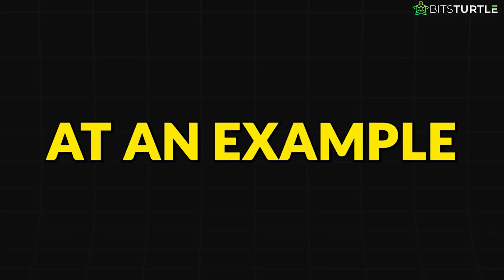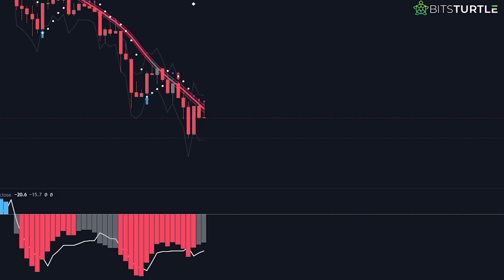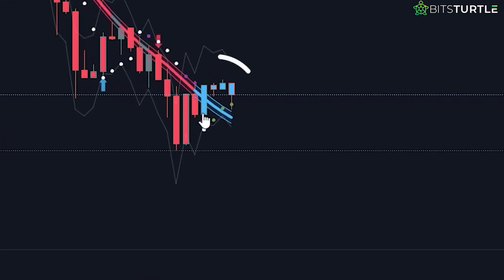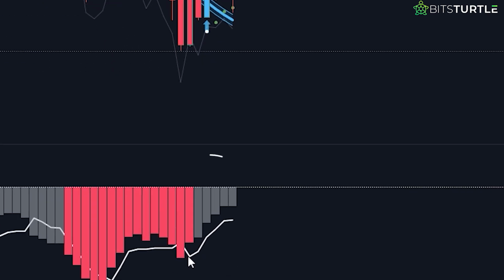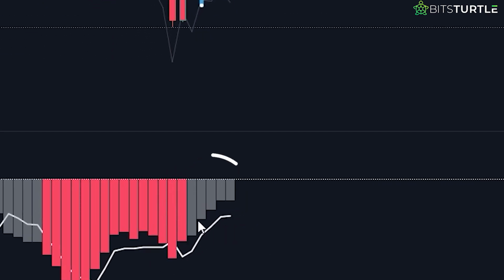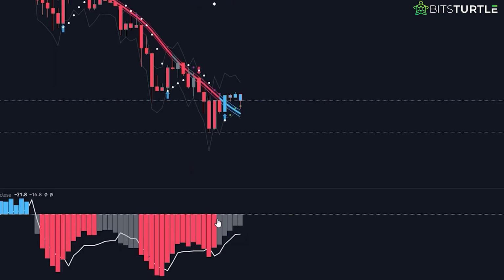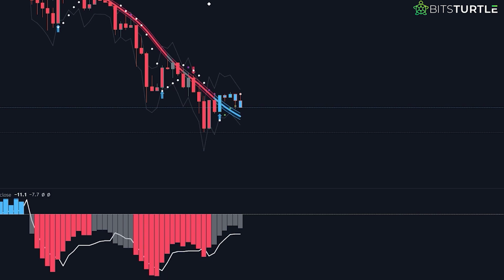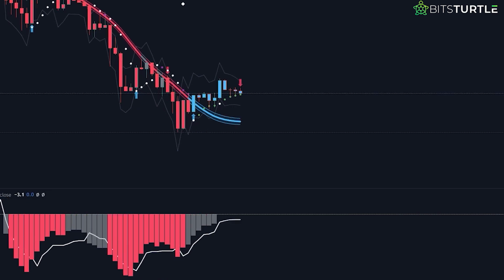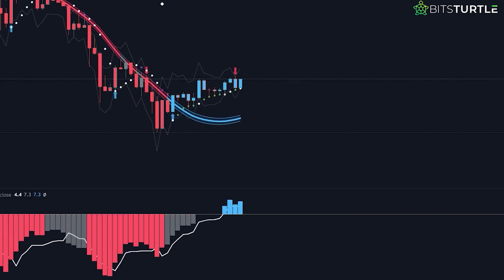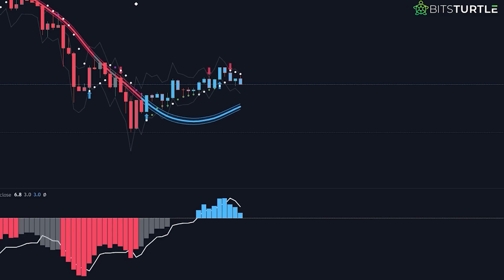Let's look at an example. Imagine the SSL Hybrid baseline is blue, indicating an uptrend. You then get a buy signal arrow. Before acting, you check QQE Mod. The histogram is gray, and the bars are not above the white line. This tells you that despite the uptrend and buy signal, momentum has not shifted yet in your favor. You'd make no trade and simply wait for true momentum confirmation from QQE Mod.